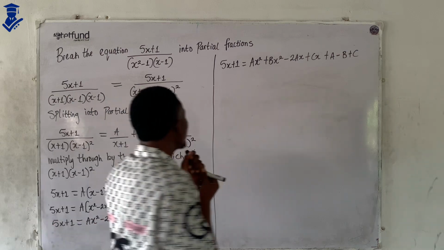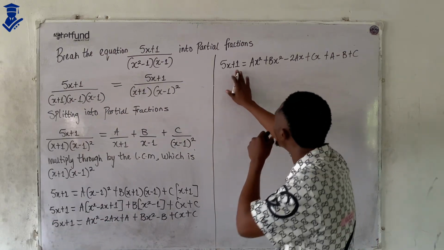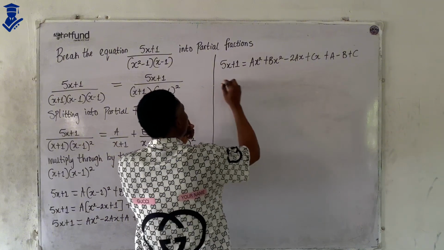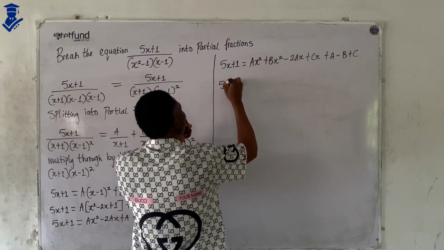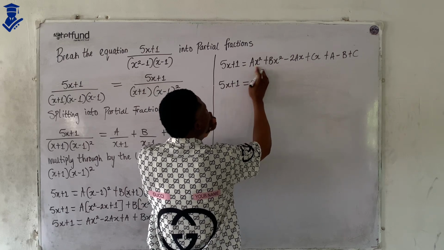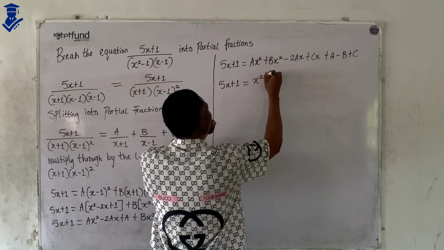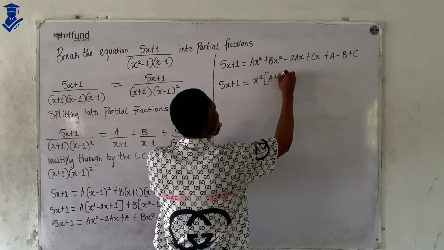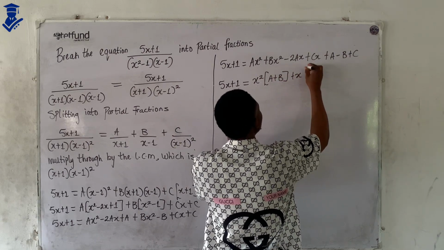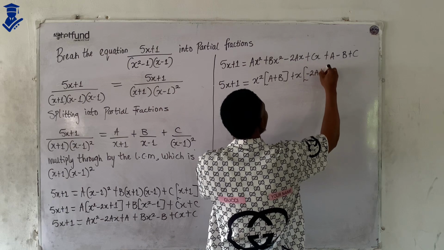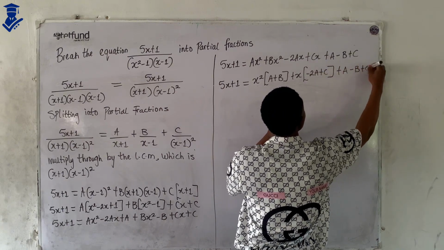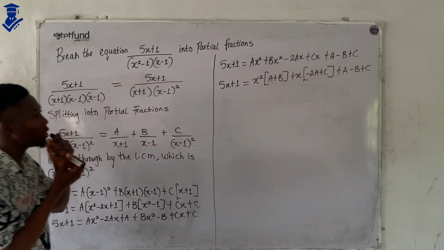So it becomes that we're going to compare both sides. But before we compare both sides, let's factorize. So this becomes 5x plus 1 is equal to, now I can factorize this and it becomes x squared into a plus b, plus x into bracket minus 2a plus c, plus a minus b plus c. All right, so that's what it becomes.